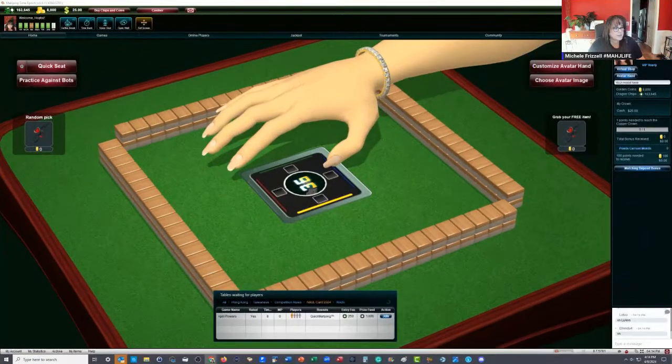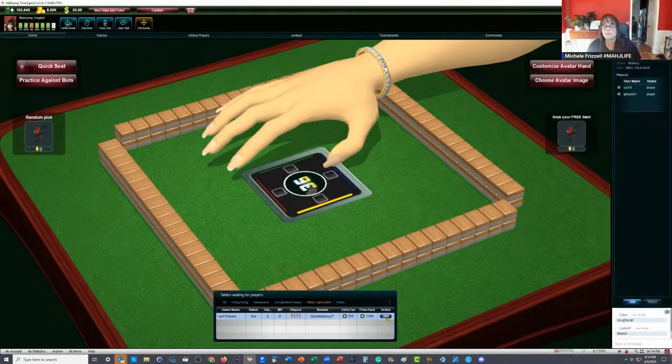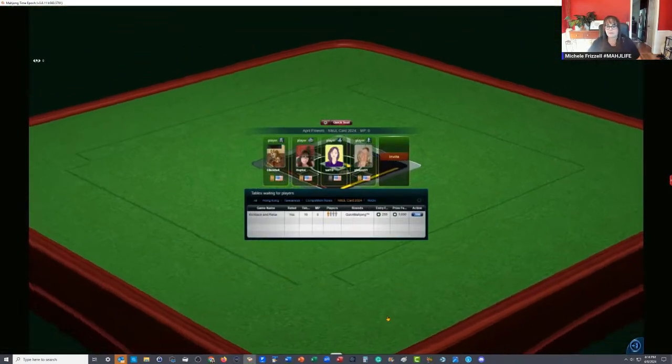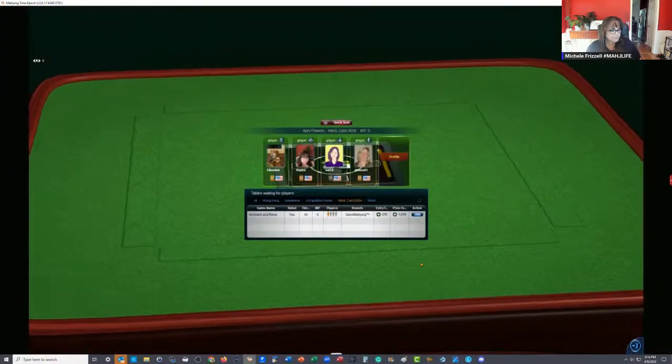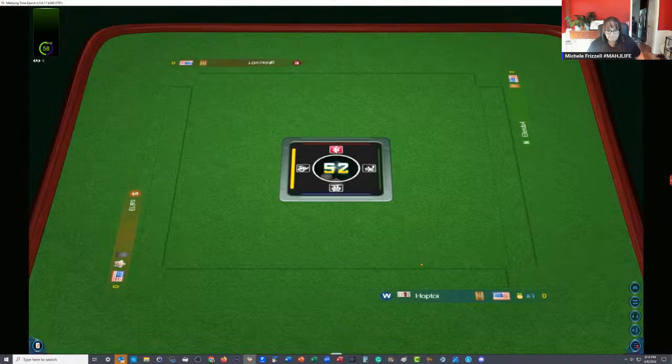We're going to go with this layout here, and we'll go ahead and join this table, and we'll play Mahjong and talk about weight patterns. All right, we're starting already. Game on. First game.